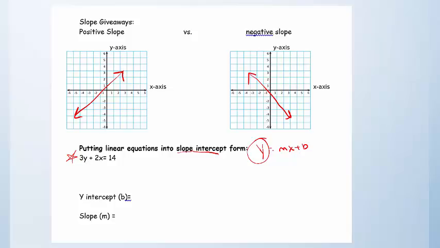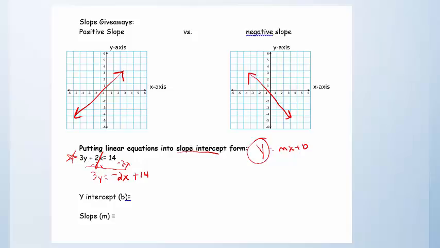So to get y by itself, I need to first subtract 2x from both sides. Now, I'm not going to do 14 minus 2 because they're not like terms. So what I do is I leave my x's out in the front and I tack my number on the back.